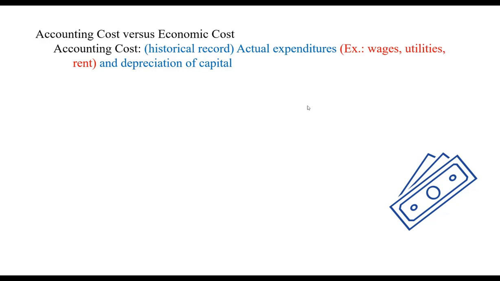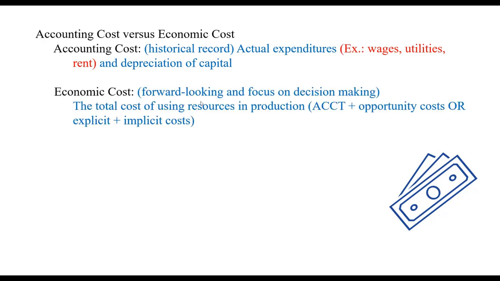Economists are interested in those costs, but they also are interested in looking forward and thinking about decision making. So when we talk about economic costs, we're thinking about the trade-offs that exist by making a decision. That should not be a surprise for you given your experience already in economics. When we talk about economic costs, we want to think about the total cost of using resources in production. So you can think about that as accounting costs plus opportunity costs, or explicit plus implicit costs. And so we'll talk about the difference between explicit and implicit.